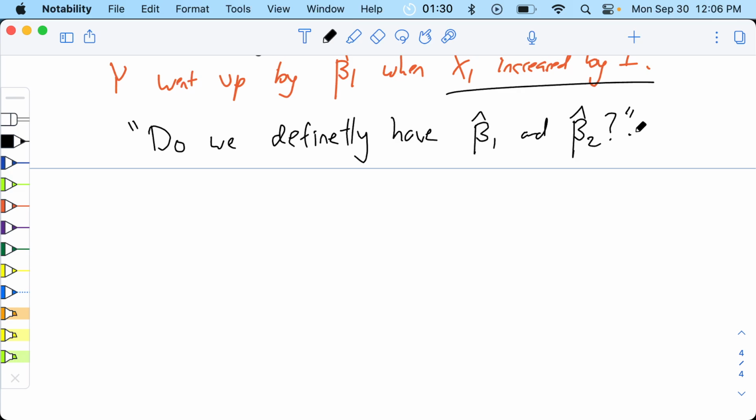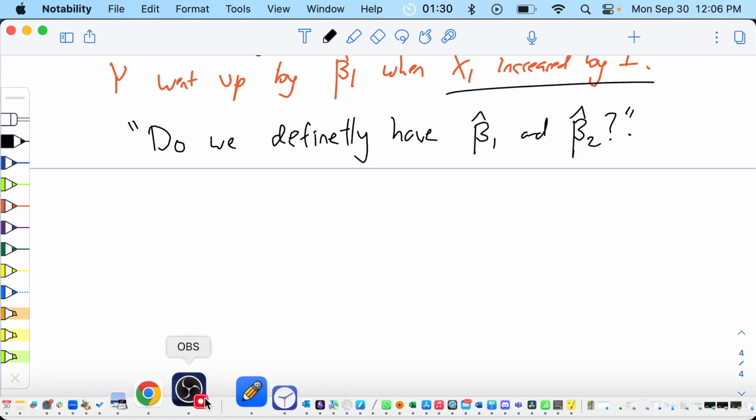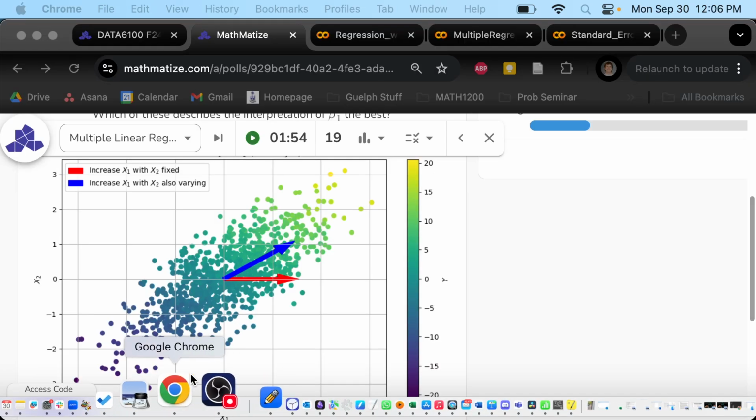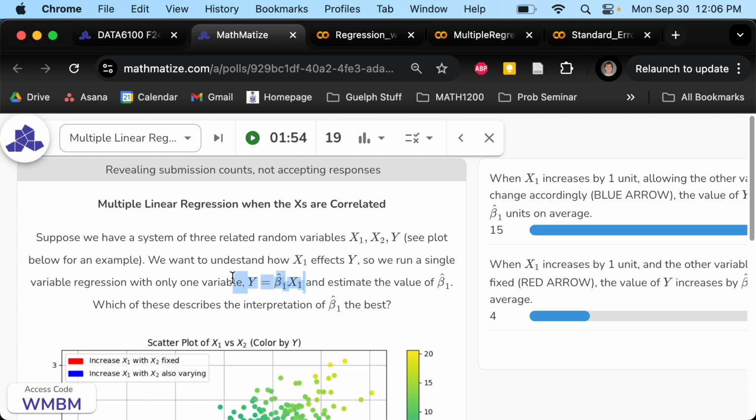Yeah, so this is a great question. In my problem, as stated, I ran a regression with y equals beta hat x1, and beta hat 1 is what came out of my computer. So I took my data set, which was x1, x2, and y, and I ran a regression only with x1 and y, and the computer spit out this beta hat 1. That's what I mean by beta hat 1.